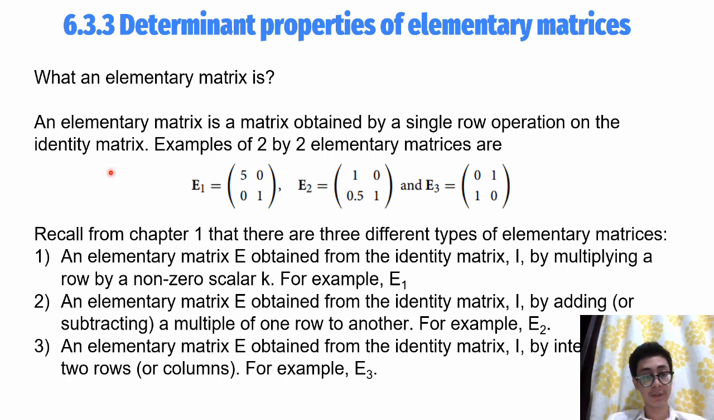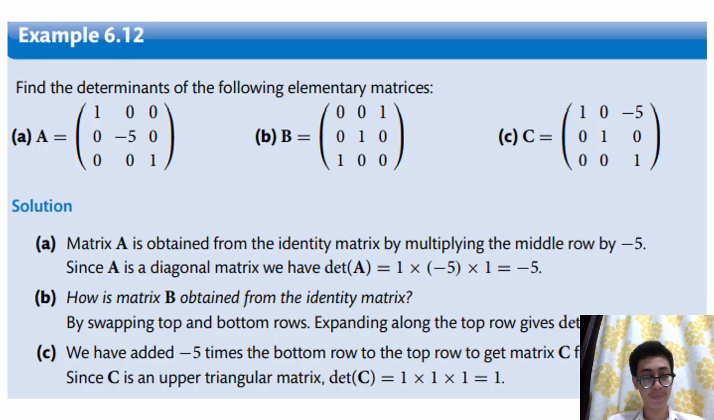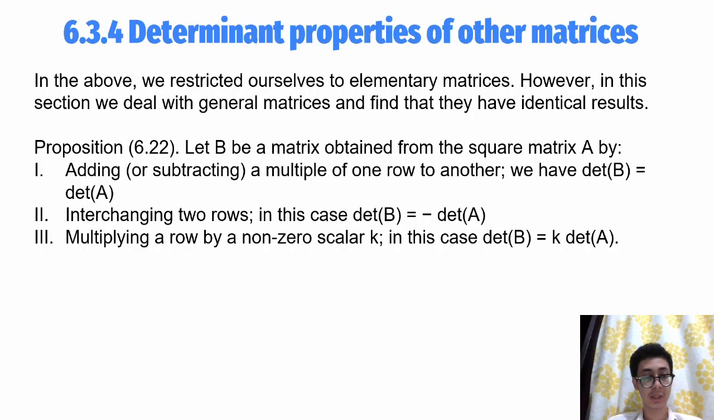Determinant properties of elementary matrix. What is an elementary matrix? An elementary matrix is a matrix obtained by a single row operation on the identity matrix. Examples of 2 by 2 elementary matrix are. This is the example of 2 by 2 elementary matrix. This is the example.